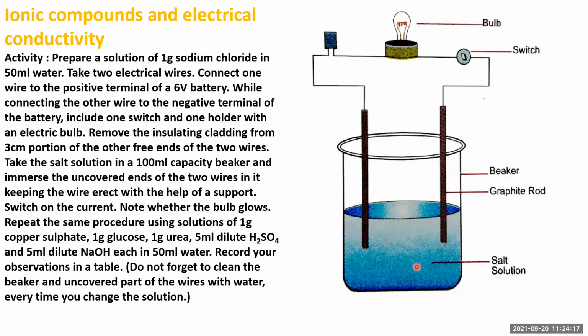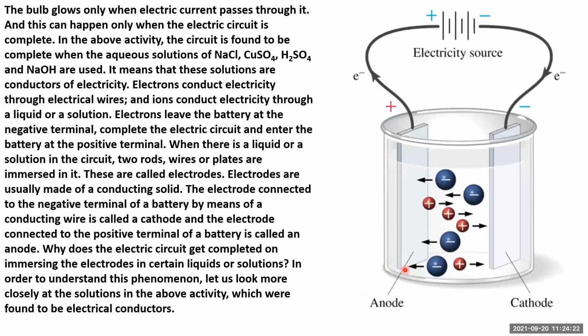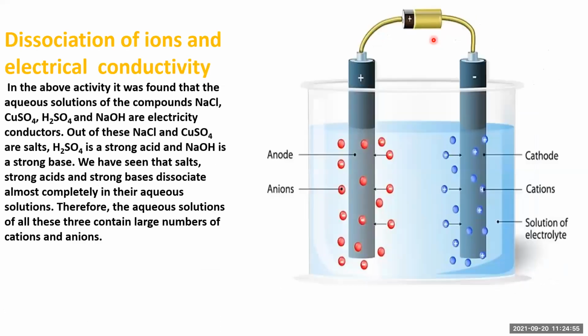Further, we discussed the same topic. To perform electrolysis, that is, to pass electricity through the solution, we took electrodes. Ion formation takes place, that is, negative ions and positive ions. Positive ions are attracted towards the cathode and negative ions towards the anode, and current starts flowing through the circuit. Dissociation of ions and electrical conductivity.